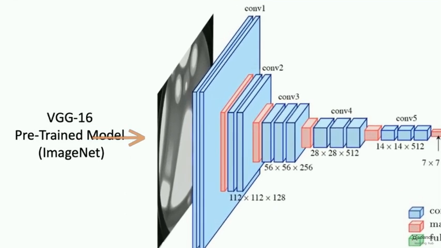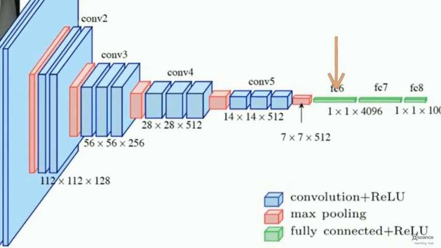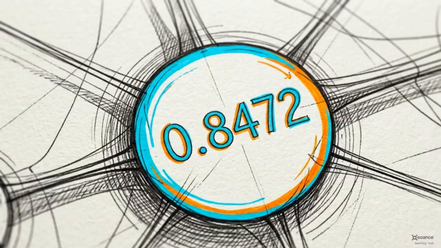An image enters on the left and passes through a sequence of specific layers. The blue convolution and red max pooling layers systematically break down raw pixels into abstract features like edges and textures. Finally, the green fully connected layers distill those features into a single classification.